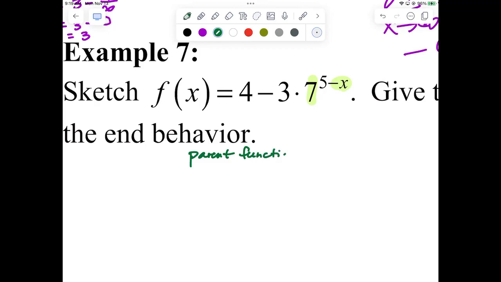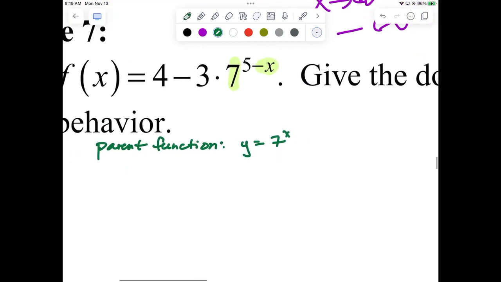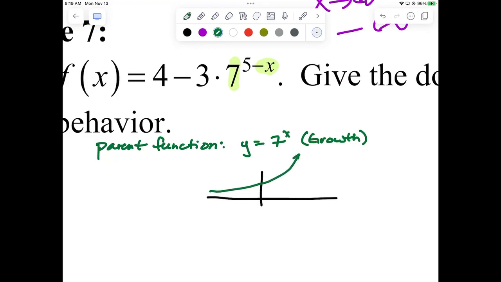7 to the x, right. The parent function here is y equals 7 to the x. Is that growth or decay? It's still growth, yes? So for all practical purposes, I can say my starting graph looks pretty much the exact same as e to the x, doesn't it?